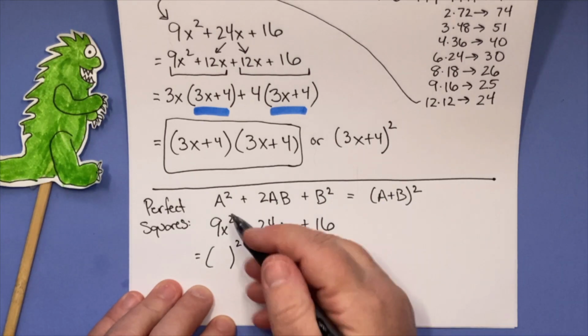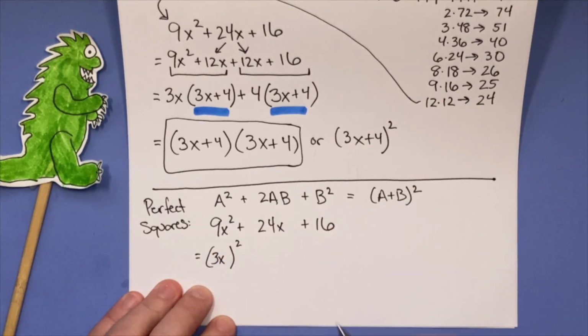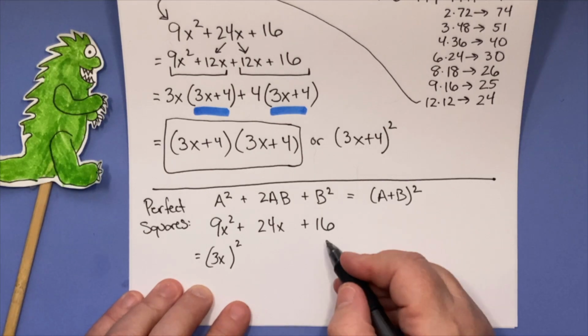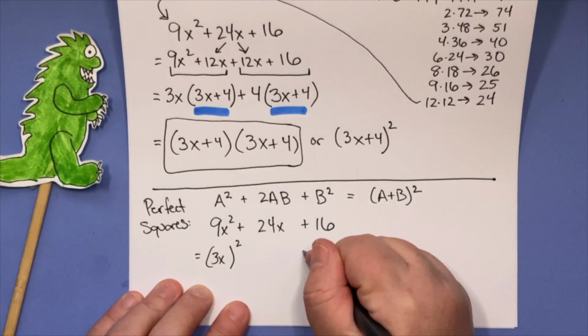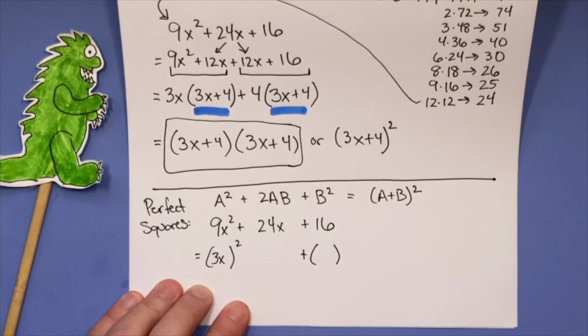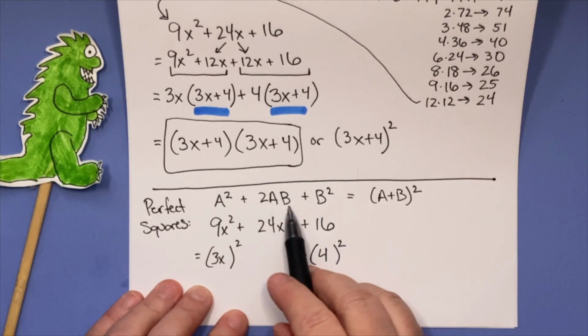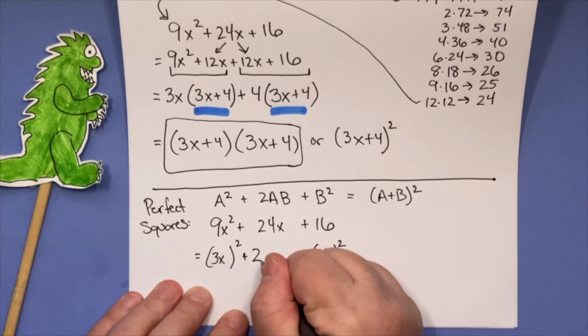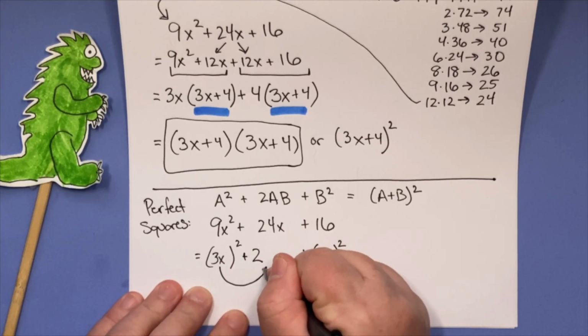And the answer is yeah. That would be 3x, the quantity squared. And then I go to the last one and I say 16. Can I write that as a perfect square? Yeah, that's 4 squared. Now, what do I have to have in the middle? I have to have a 2 and a 3x.